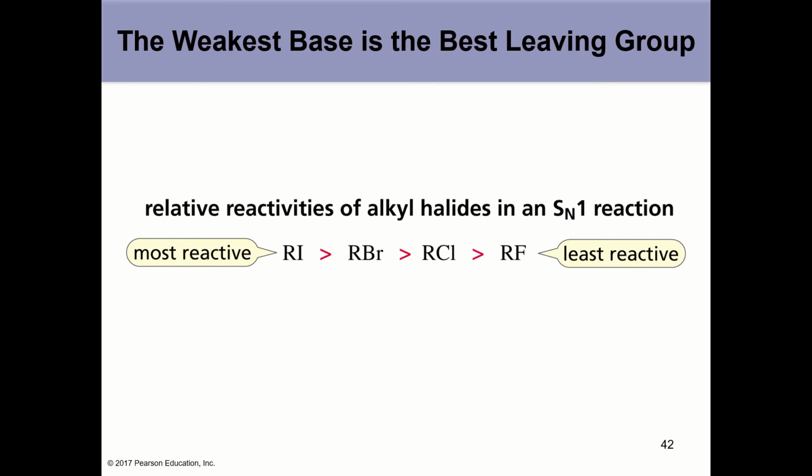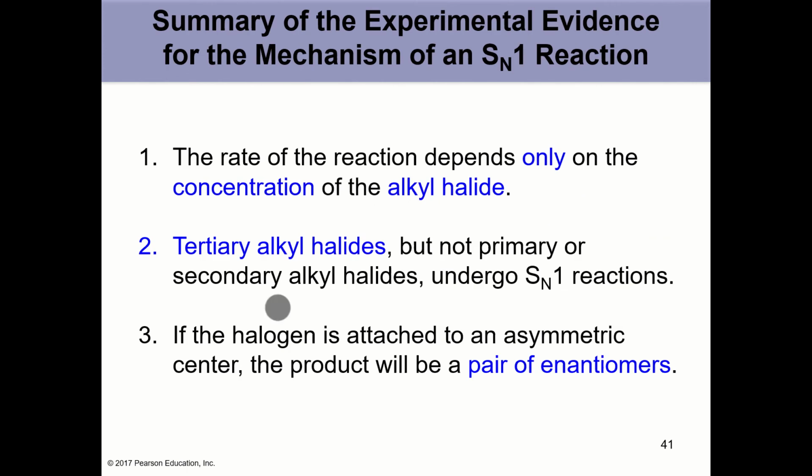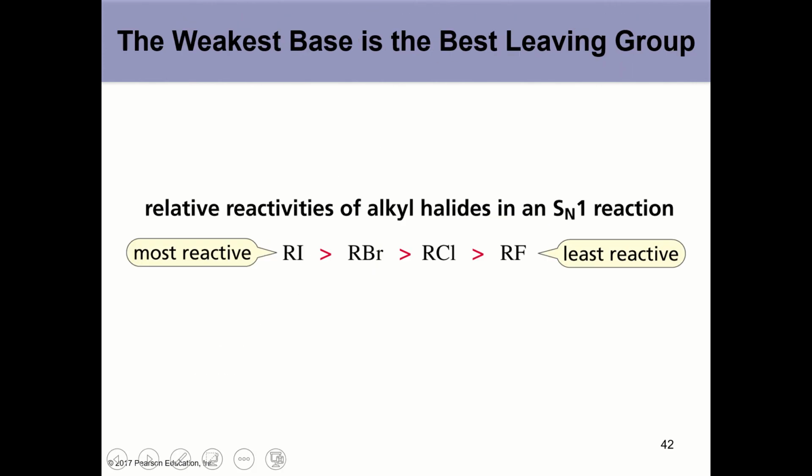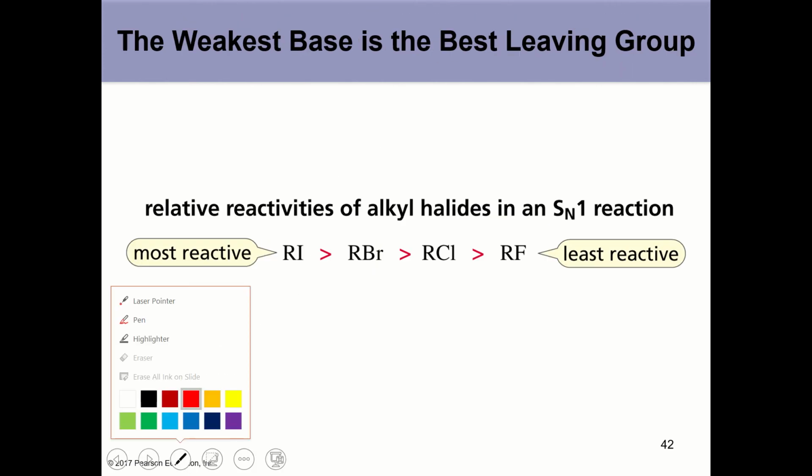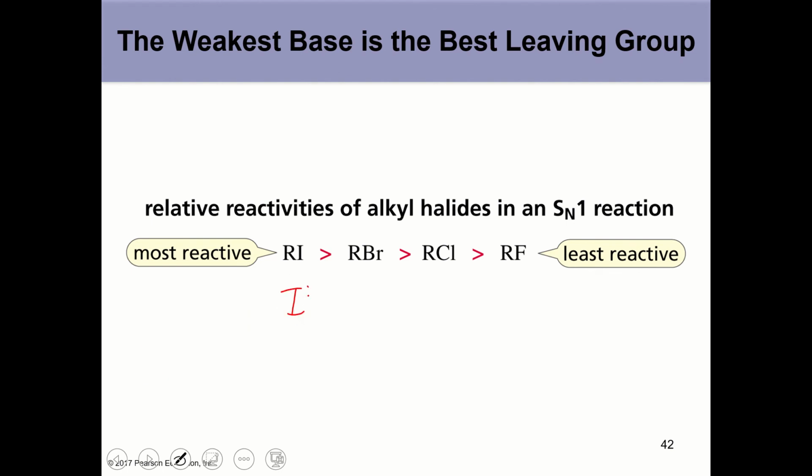The weakest base is the best leaving group for an SN1 reaction. So this is still true. The same rules that applied for SN2 are still true for SN1 in terms of the leaving group. The weakest base is going to be the best leaving group. And what we mean by the weakest base is iodide.